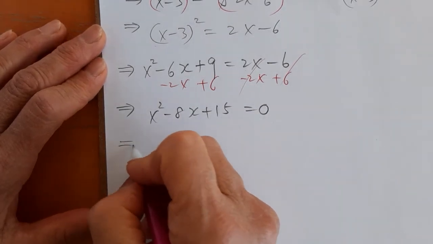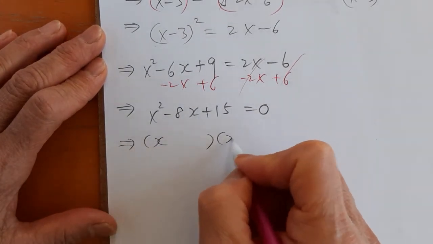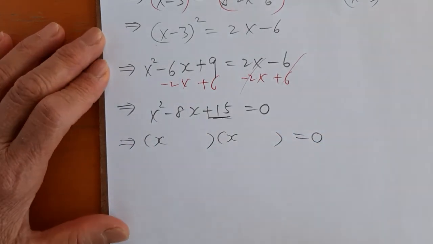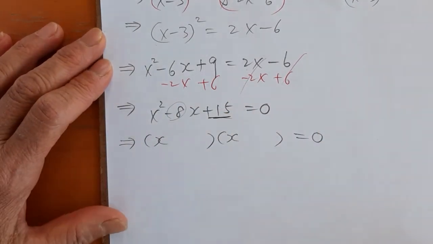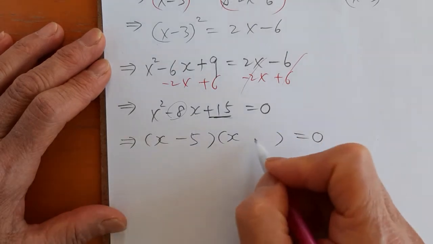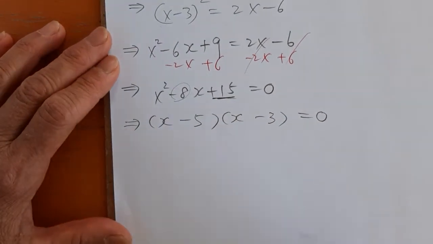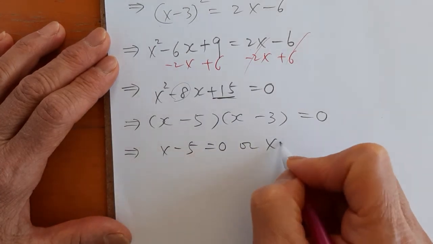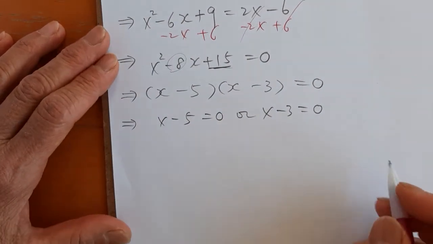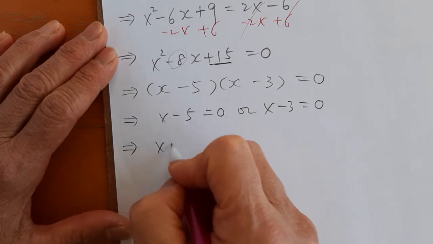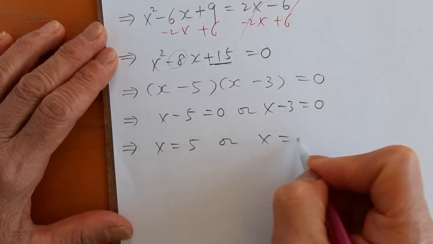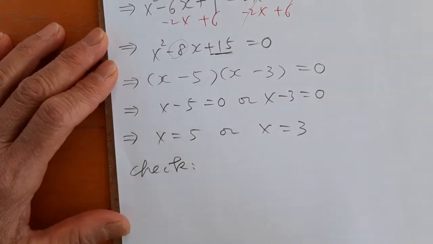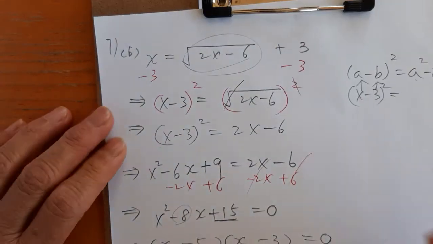And factor it. Find two numbers that multiply together to 15 and add together to negative 8. So it's negative 5 and negative 3. So then use the zero factor property: each factor equals 0. So you got x equals 5 or x equals 3. And then you have to check it. Check the original equation.